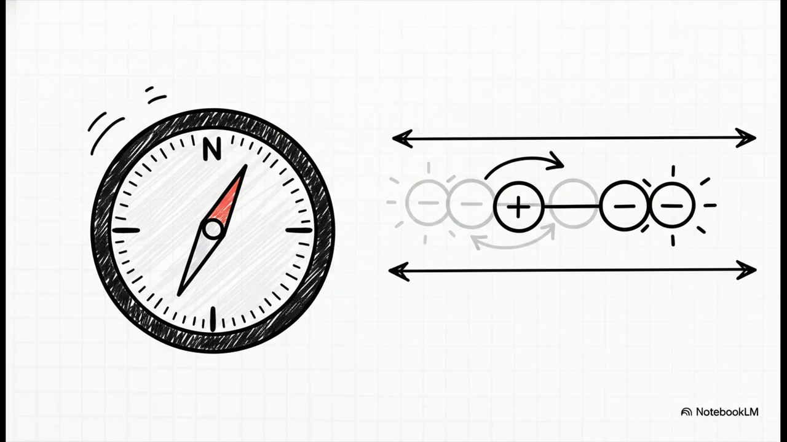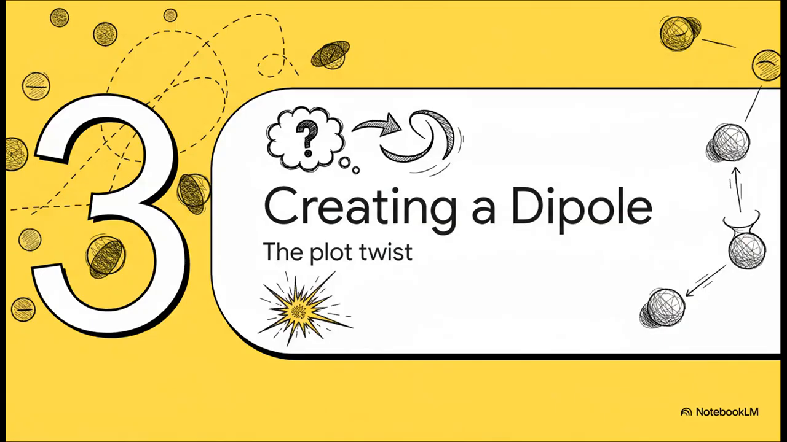And the whole point of this torque is to rotate the dipole. It's going to keep twisting and turning it until it lines up perfectly parallel with that external field. It's almost exactly like a compass needle snapping into place with the Earth's magnetic field. Same principle. Okay, so that all makes sense for something that's already a dipole, what we call a permanent dipole. But what about things that aren't dipoles to begin with? This is where our story takes a little plot twist.